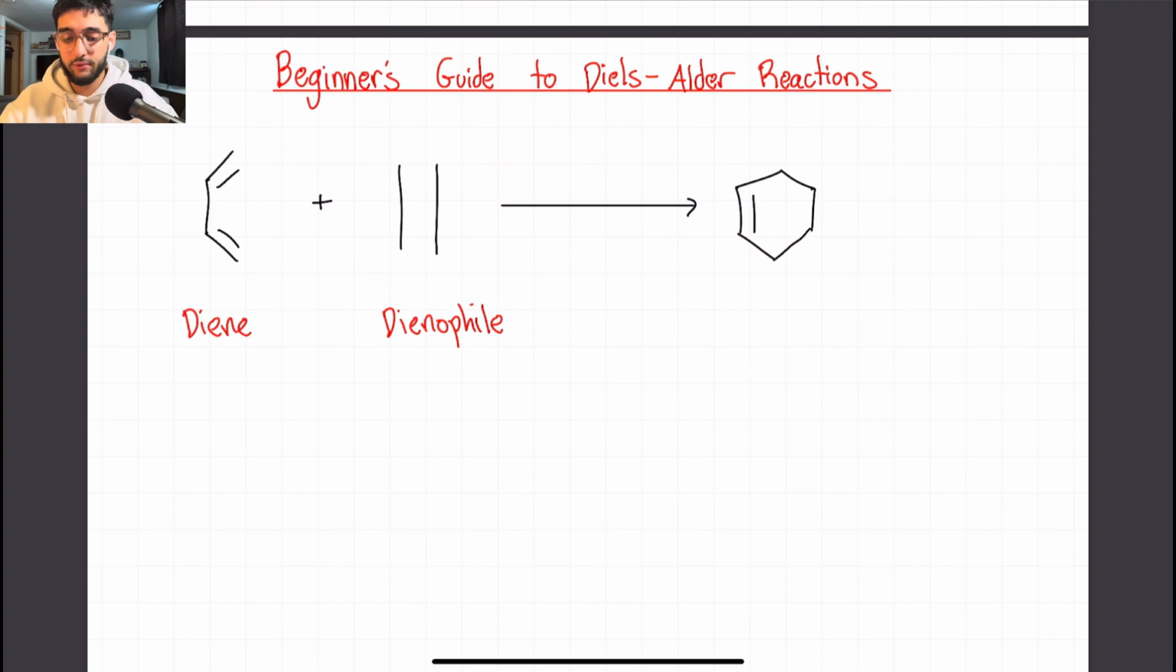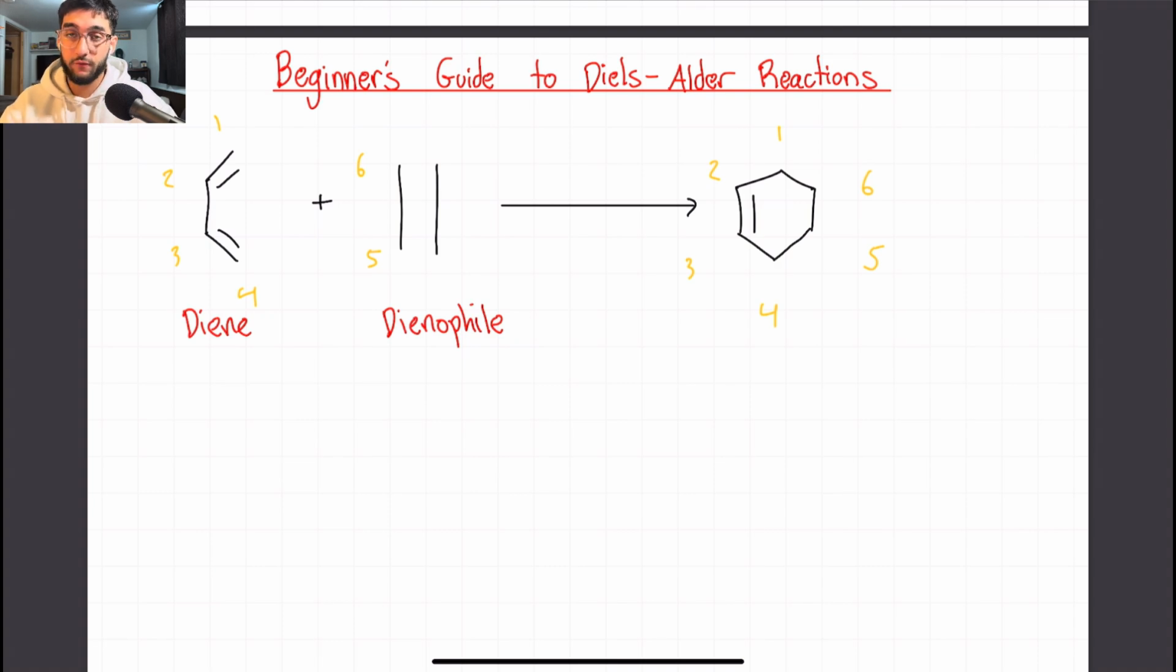Alright, similarly, I like to number all the carbons, and the carbons that I'm going to be numbering are only the ones that are directly touching the double bond as well. So 1, 2, 3, 4, 5, and 6. And do the same thing on the product side. 1, 2, 3, 4, 5, and 6.